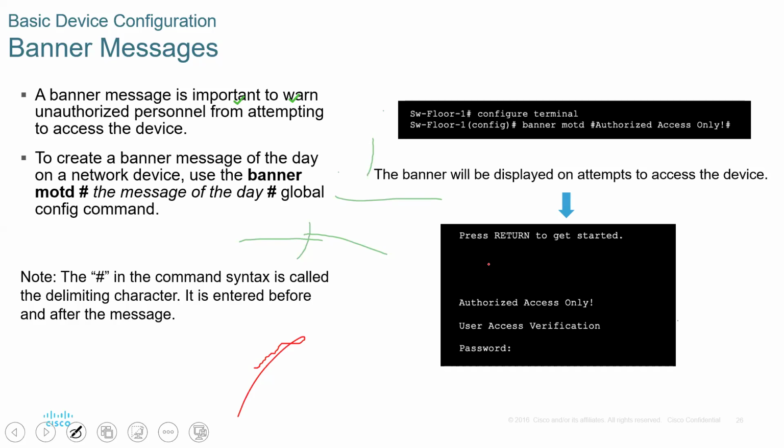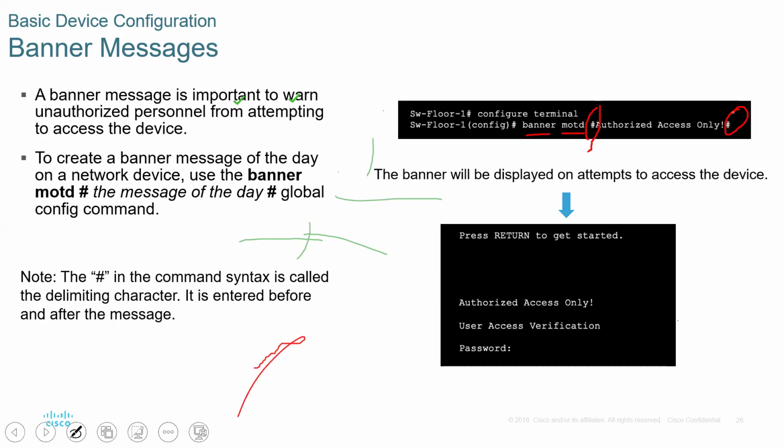So to create a banner message of the day on the network device, you use the command banner, then MOTD. MOTD simply means message of the day. Okay. Then you start with what we call a delimiting character, or any character. You see, in this case, we use hash. This hash is the character we use. If you use the delimiting character to start, it's the same delimiting character you will use to end. So you can use star, you can use asterisk, you can use hash, you can use any character.